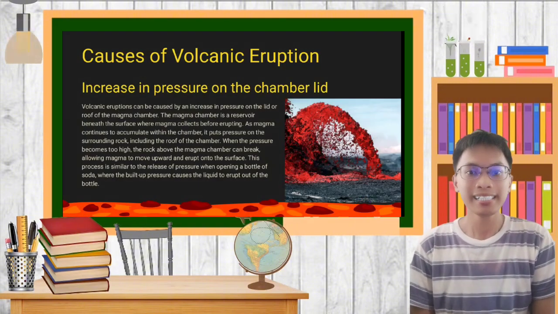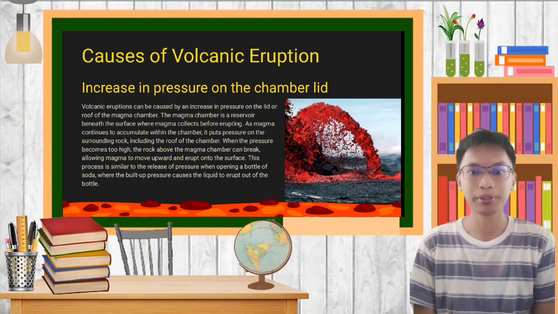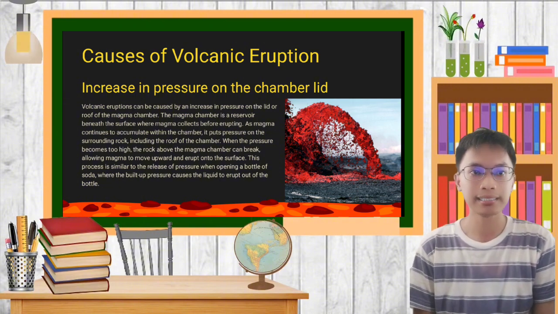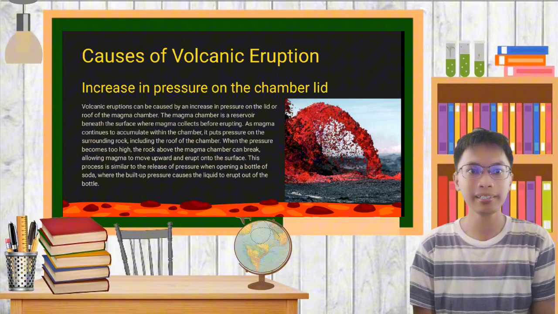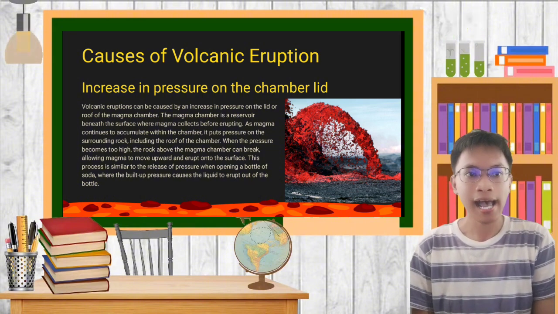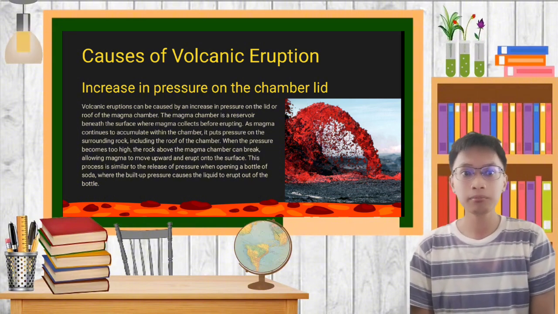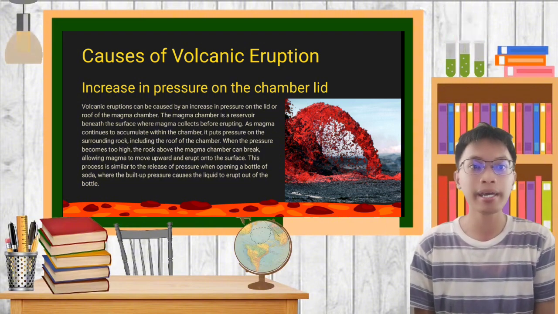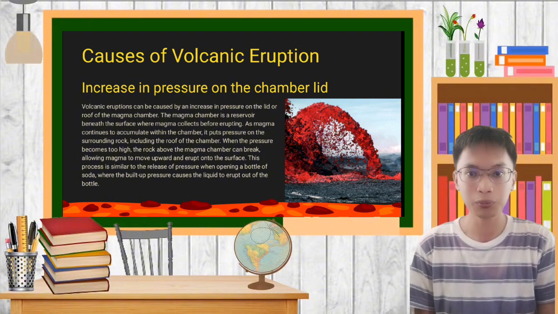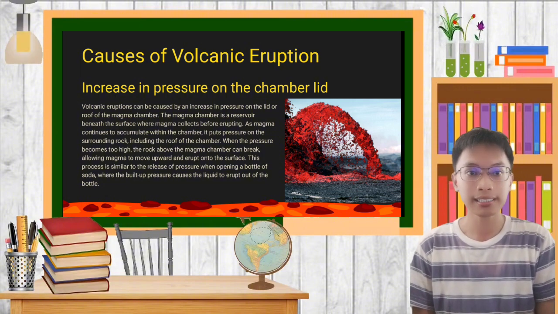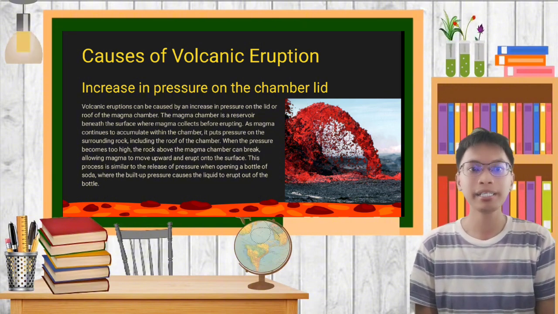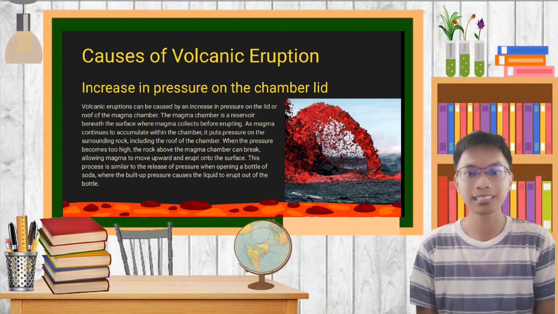This is the increase in the pressure of the chamber lid. We know that the magma resides in underground chambers within the Earth's crust. The rock above this chamber acts as a lid. Sometimes, due to tectonic plate movement, this lid weakens and fractures. This allows the pressure inside the chamber to increase dramatically, eventually triggering an explosion.